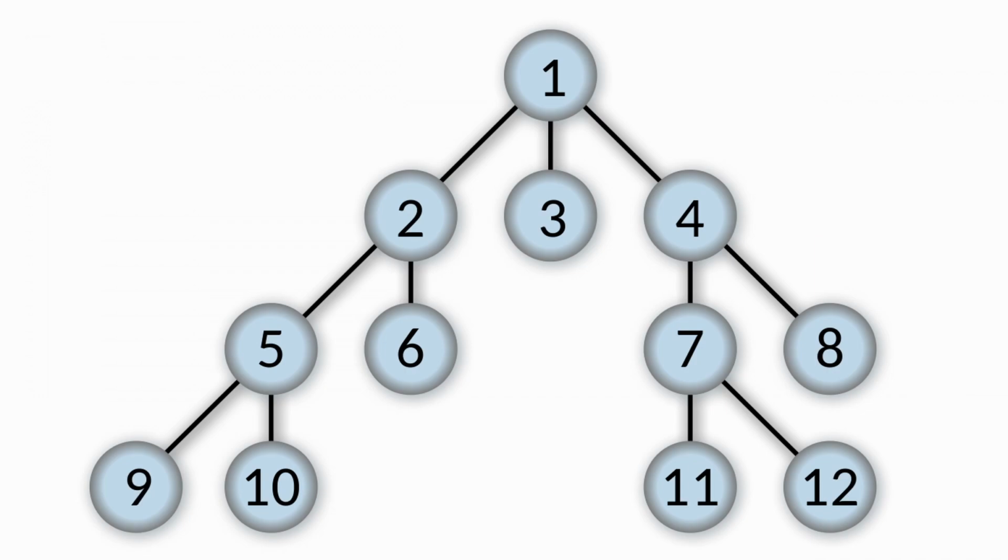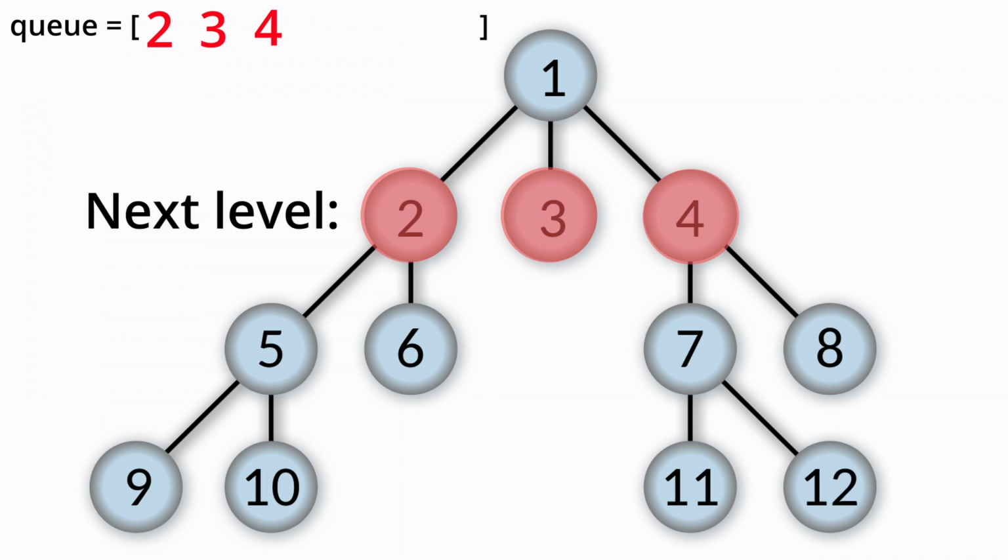Well, essentially what we do is we start by adding the root of our tree to our queue as the first item to be processed. When we remove this item from the queue to be processed, we then add its children from left to right to be processed in the order that they are added. And of course, the root's children make up the next level of our tree.